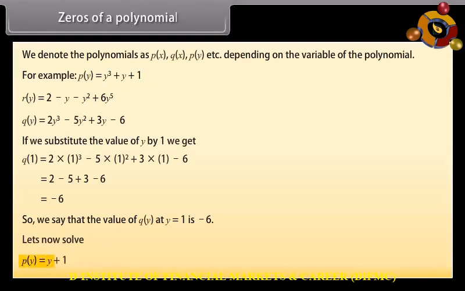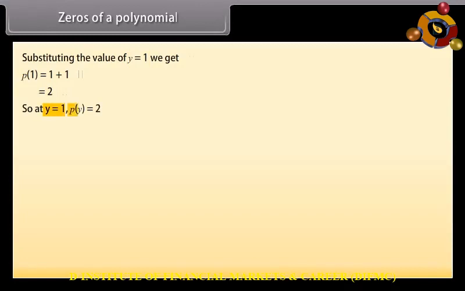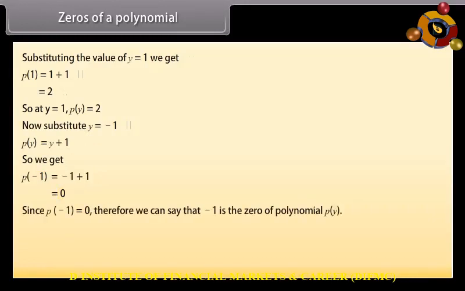Let's now solve p(y) is equal to y plus 1. By substituting the value of y is equal to 1, we get p(1) equals 1 plus 1, which is 2. So at y is equal to 1, p(y) is equal to 2. Now substitute y is equal to minus 1, we get p(minus 1) equal to minus 1 plus 1, which is equal to 0. Since p(minus 1) is equal to 0, we can say that minus 1 is the zero of polynomial p(y). Zeros of the polynomial are also known as roots of the polynomial.